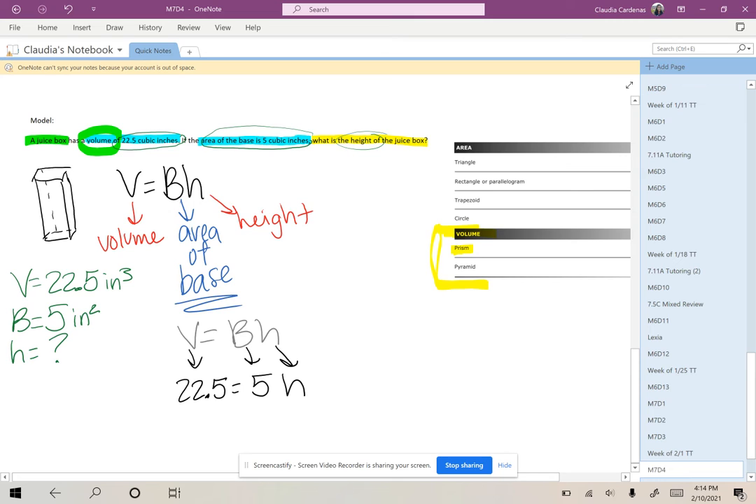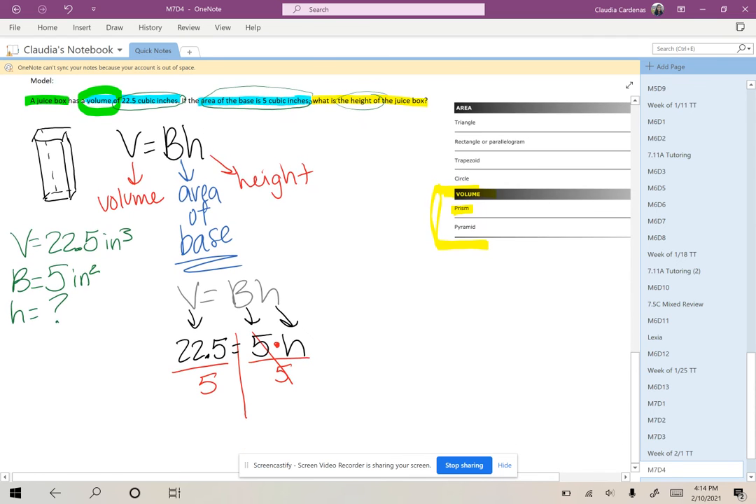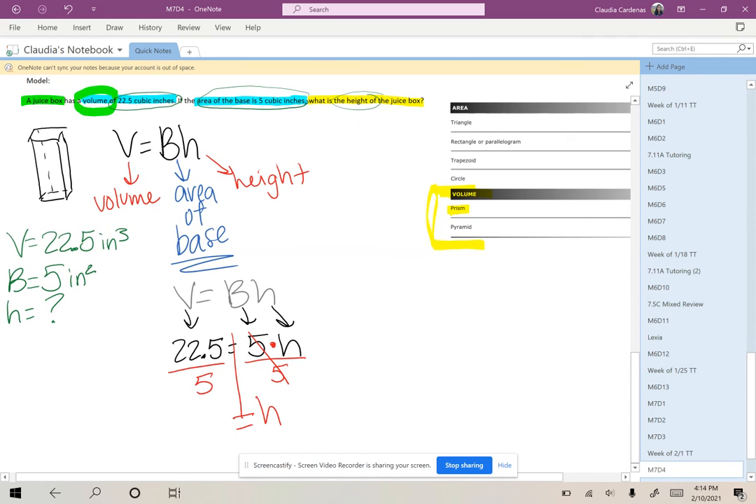Perfect. Well, I know that yesterday we multiplied the area of the base and the height to get the volume. So what are we going to do to work backwards? Well, we know how to solve equations, so we're going to use the inverse operations, and the inverse of multiplying is dividing. So we're going to divide both sides by 5, so we get the variable by itself.